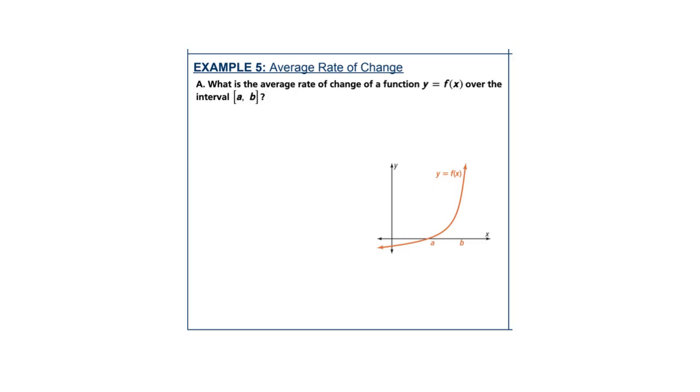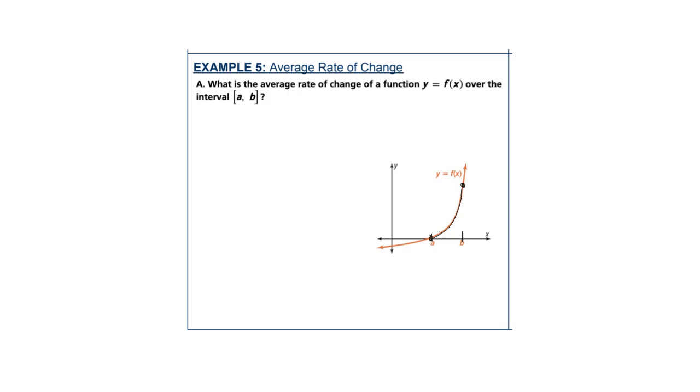All right, now the last part of 1.1 is finding the average rate of change. It says, what is the average rate of change of a function y equals f of x over the interval a, b? So we're looking at a to b, and we're looking at the change of this function from a to b. So from here to here.